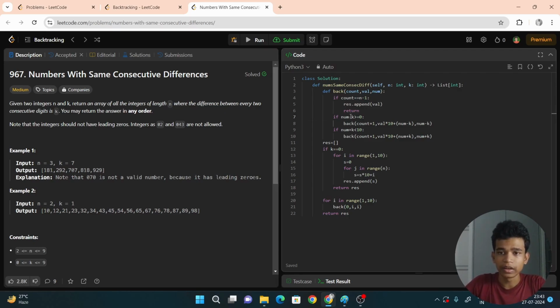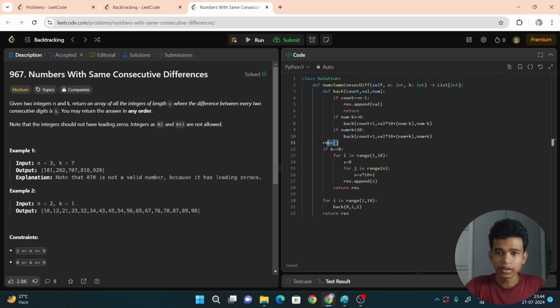And if num minus k is greater than or equal to 0, which means it is valid, right? If I do minus with k and it is greater than or equal to 0, then it is in range. So backtrack of count plus 1, increase the digit, val into 10 plus num minus k. Just math. Other than math, there is nothing. And num minus k is the next digit, but for the next recursion call, it is the current digit, right? Same thing done for num plus k also.